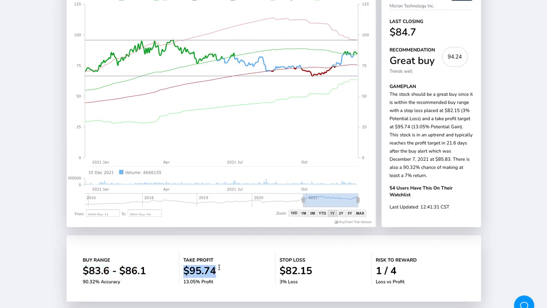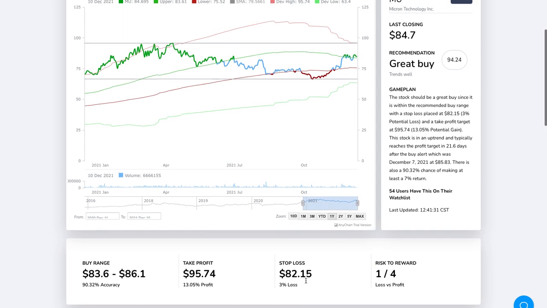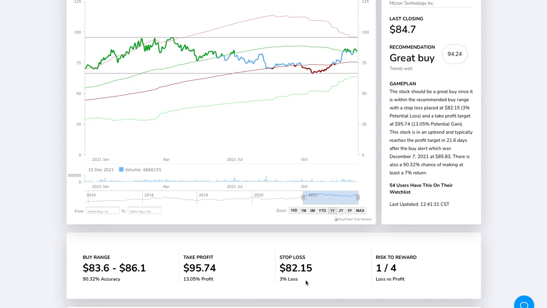I know I'm going to set my take profit here, which means I expect to take profit around the $96 level. So that's about a 13% profit. I'm going to set my stop loss at 82.15 with a 3% stop loss. Now do be aware that this is a trailing stop loss that we are looking for. So again, when the stock continues to go up in price, you want to move your stop loss up with this. So again, this stop loss will change as the stock moves higher. And again, you always want to move your stop loss higher, never lower.